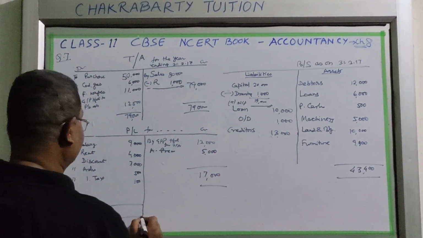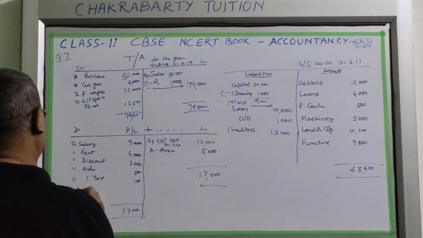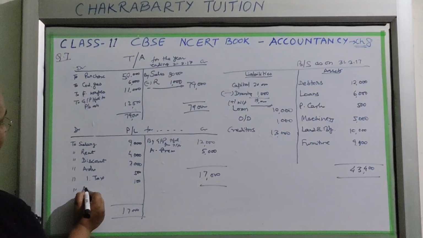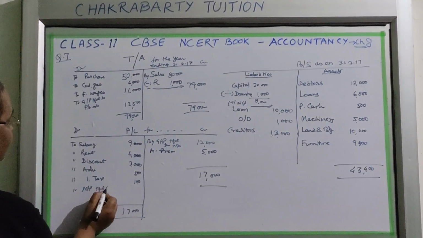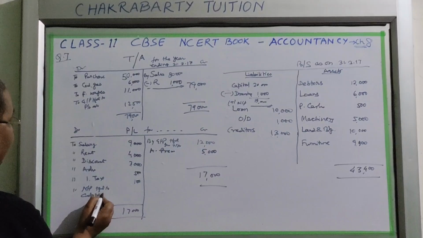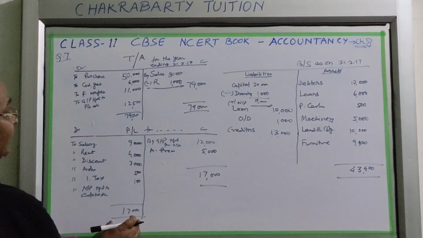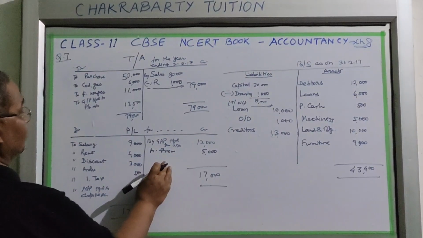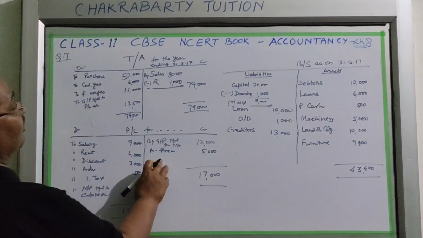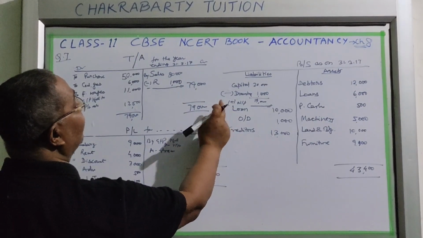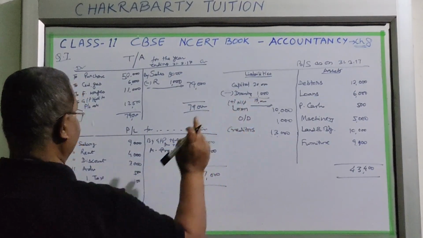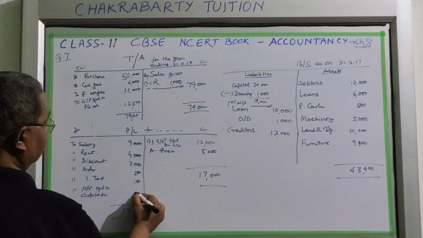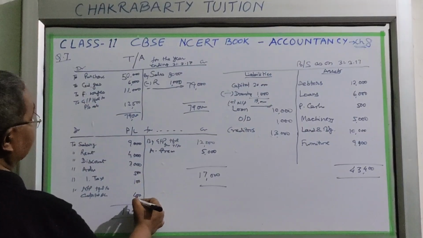Okay, and this side will come here 17,000, to net profit, to NP. So here we will write NP transferred to where? Transferred to capital account. And if it is a loss, meaning this side is higher and this side is less, then it is a loss. If the difference comes to this side, then it is a loss. Then here you will not add plus, you will make a minus and write net loss. Okay, but here it is higher.